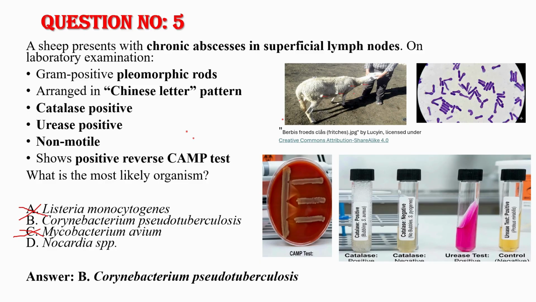Actually, this bacterium produces phospholipase D toxin, which promotes spread through lymphatics and leads to the formation of these characteristic caseous abscesses.